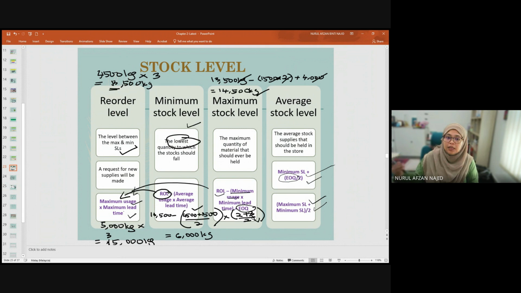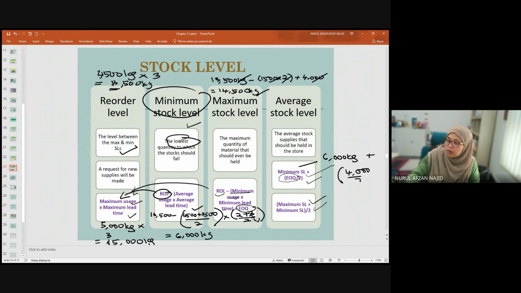Then average stock. Ini Madam kata tadi macam mana nak guna kaedah pertama ataupun kaedah kedua. Dalam soalan ni memang kita dah calculate EOQ. So bila you dah ada information berkaitan dengan EOQ, you gunakan formula yang pertama ni. So formula dia adalah minimum stock level tambahkan dengan EOQ bahagi 2. Minimum you dapat 6,000 kg. Tambahkan dengan EOQ dapat berapa? 4,000. Bahagikan dengan 2. So, you akan dapat jawapan dia.